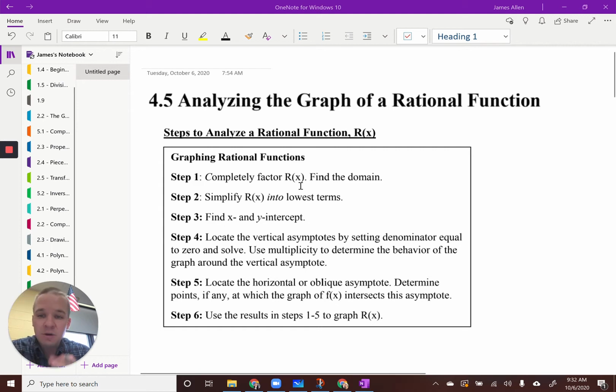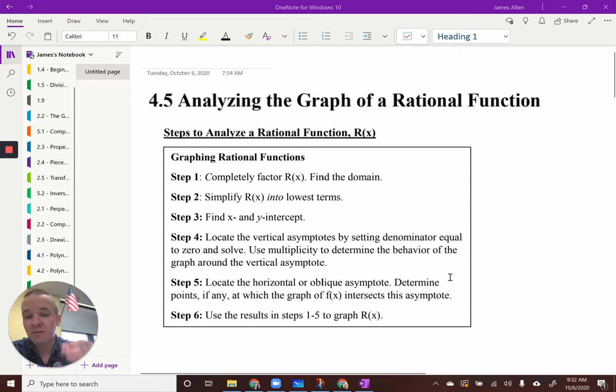All righty. So first step, completely factor our rational function. We're going to call that r of x, okay? Find our domain. We're going to simplify this thing into its lowest terms, right? We're going to cancel some things out, find holes, all that good stuff. Then we're going to find our x and y intercepts, right? We want some points to throw on the graph before we graph this thing, right?